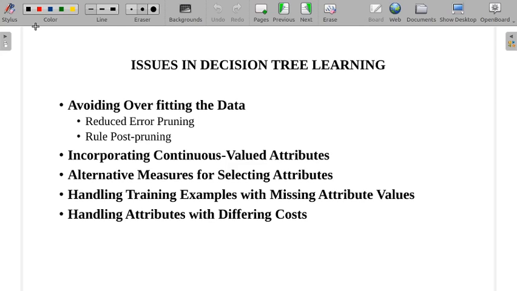We'll introduce a new term called cost here. We may take it as a computational cost and many other types of resource cost. So instead of selecting an attribute based only on information gain, we'll consider cost also. First one, if you observe, is avoiding overfitting of data, so we'll go to that part.